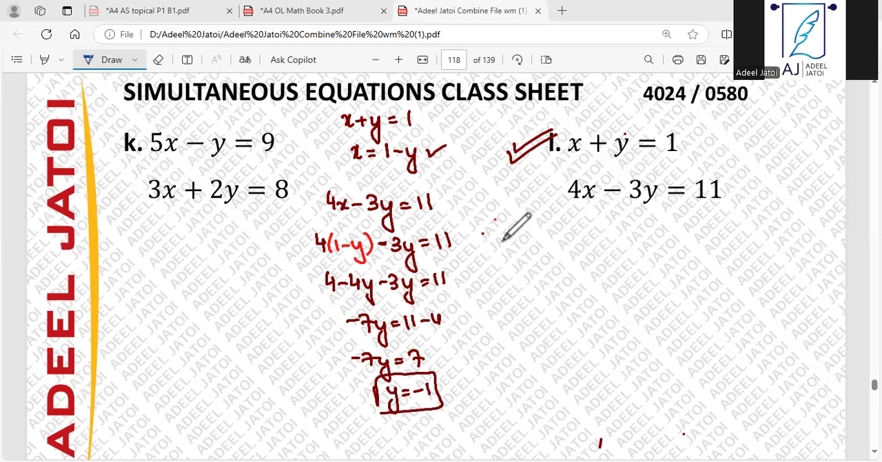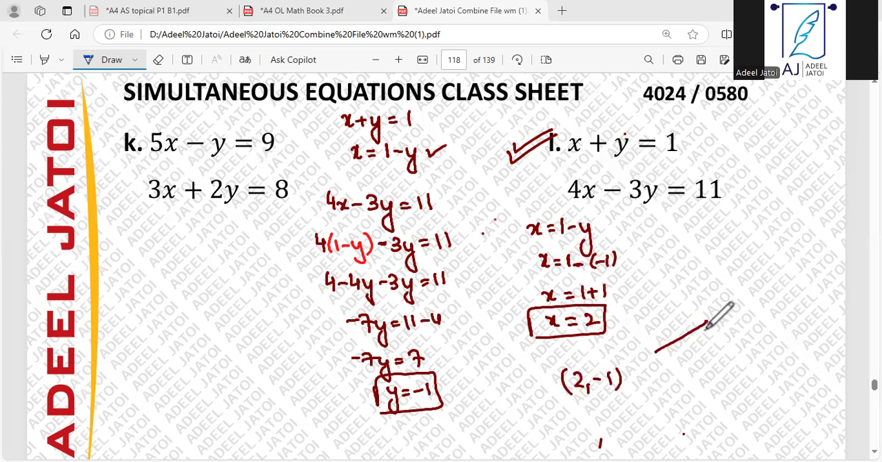Similarly, on the other hand, we already had x as 1 minus y, so x becomes 1 minus minus 1. So x becomes 1 plus 1, that means 2. So the coordinate that we get, that is the point of intersection through simultaneous equations, is 2 comma minus 1.